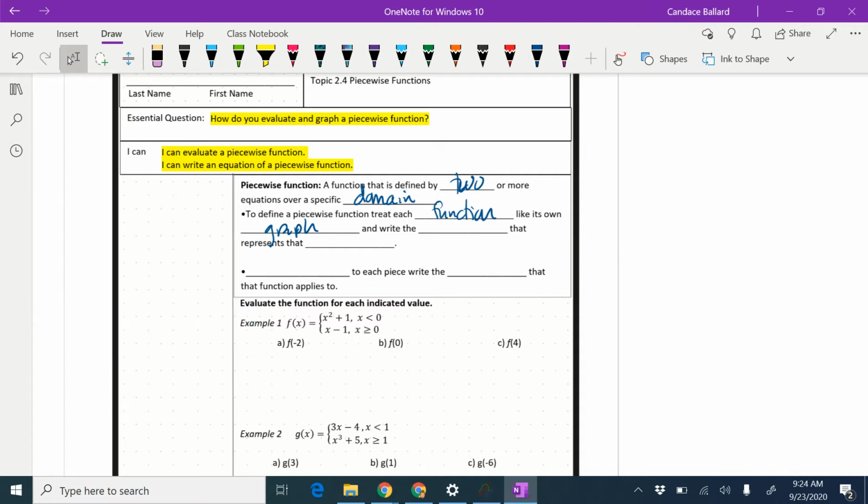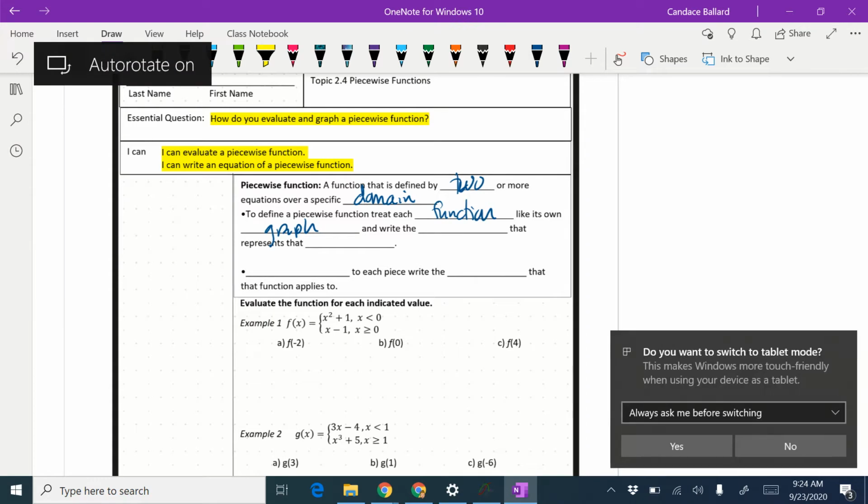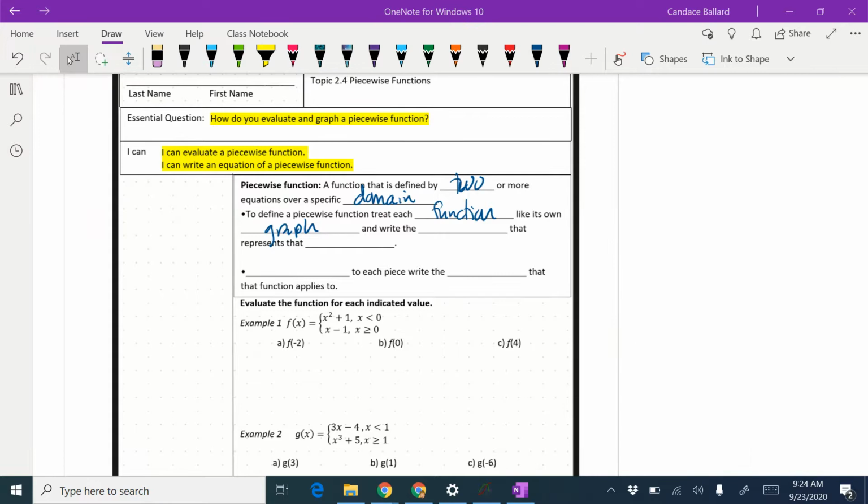Okay. So we are talking about piecewise functions again. A function is defined by two or more equations over a specific domain. To define a piecewise function, treat each function like its own graph and write the equation that represents that piece of the graph. Next to each piece, write the domain that the function applies to.